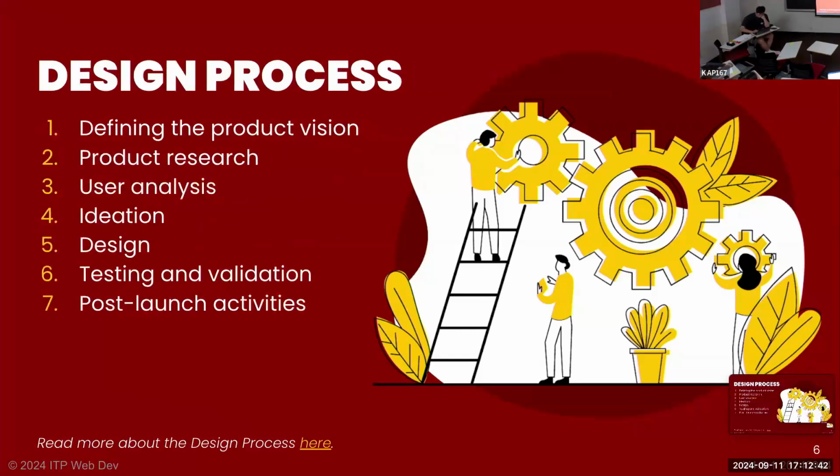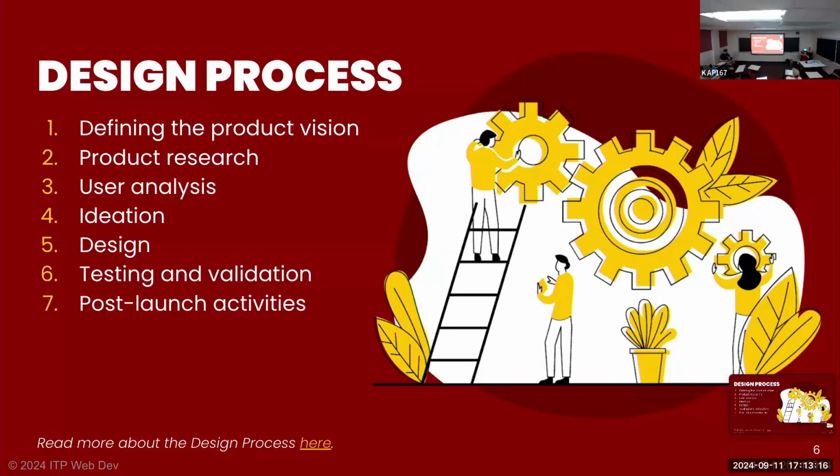All right, so this is the design process. Again, I probably said some of them already. Defining the product vision, what is your product, what is it trying to achieve? And then you do product research. Does this exist? What currently exists? What are their weaknesses? How can we make it better? User analysis. Who's going to use this? What do they need? What's the target audience? Are these people mostly on their phones? Are these people mostly on their computers? Like, what are we designing?